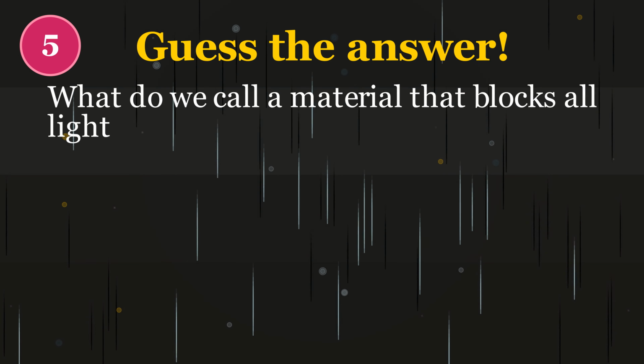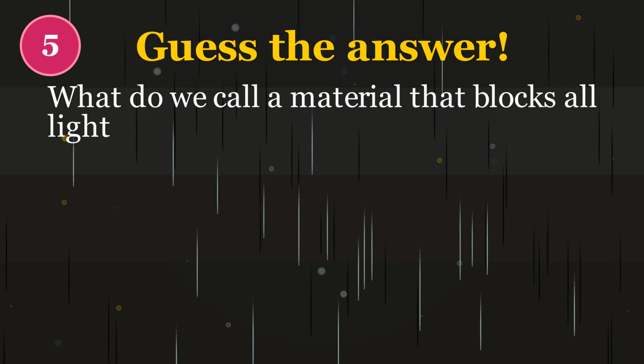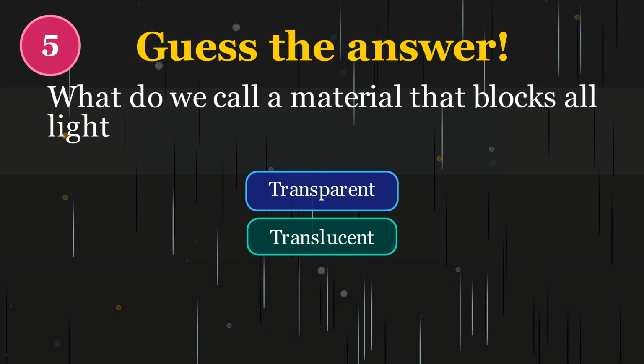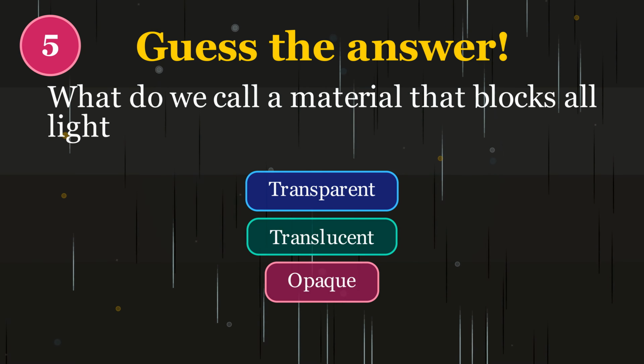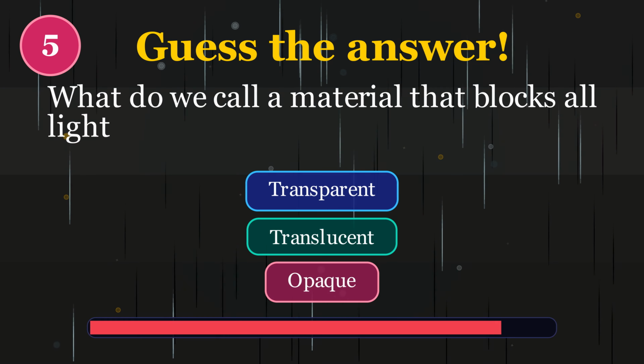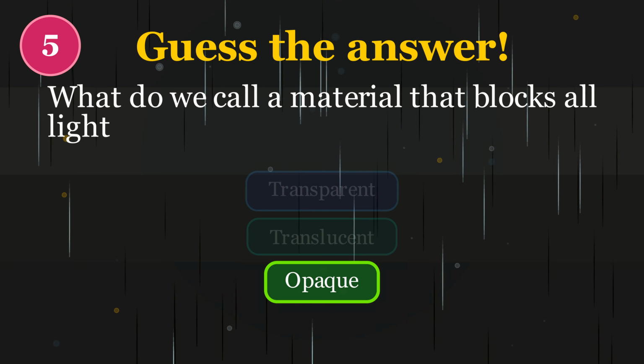What do we call a material that blocks all light? Transparent, translucent, opaque. The correct answer is opaque.